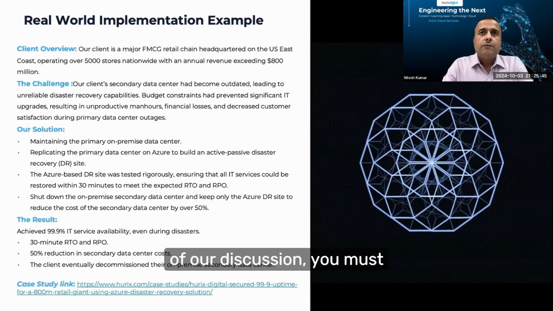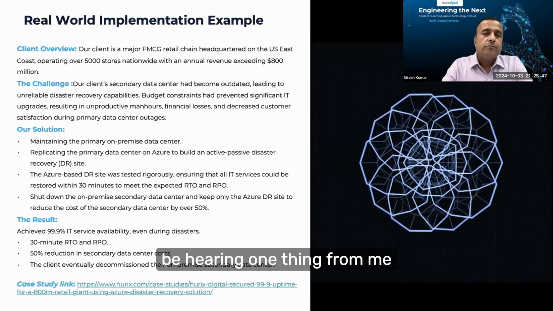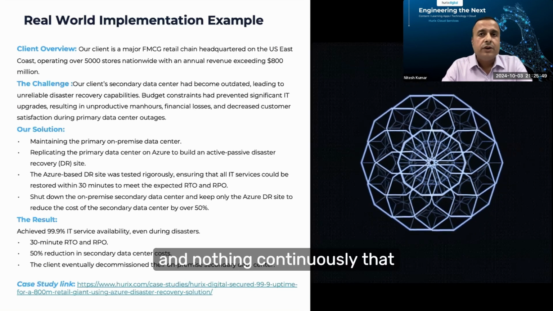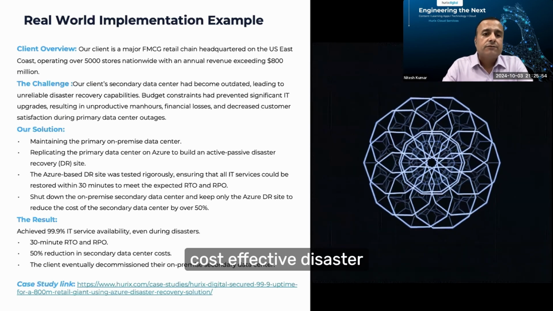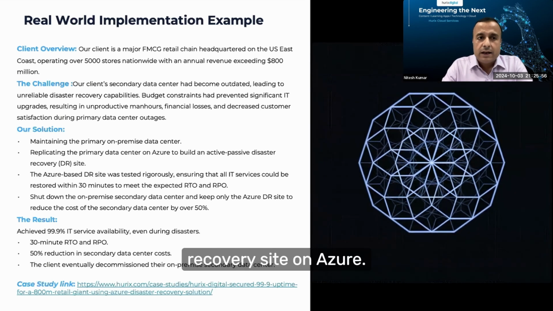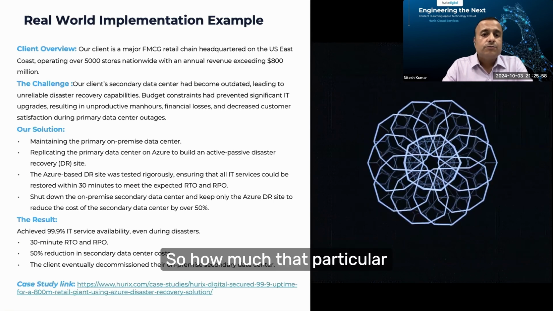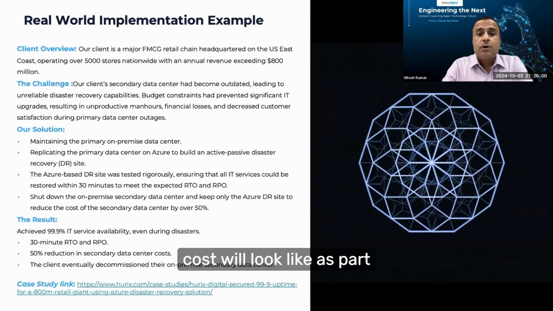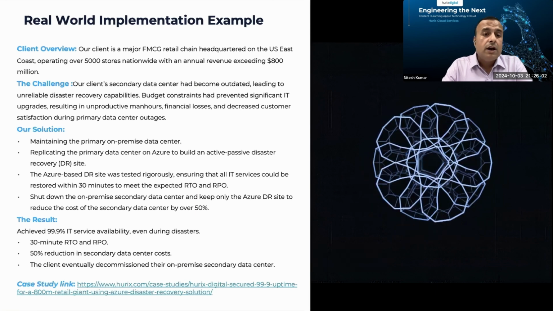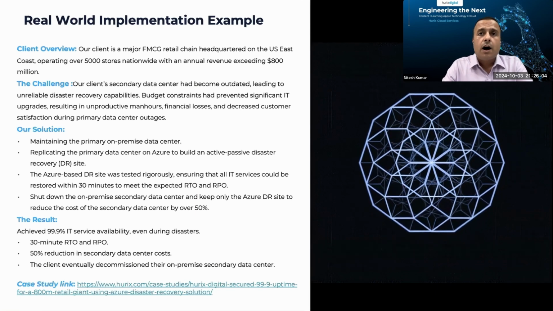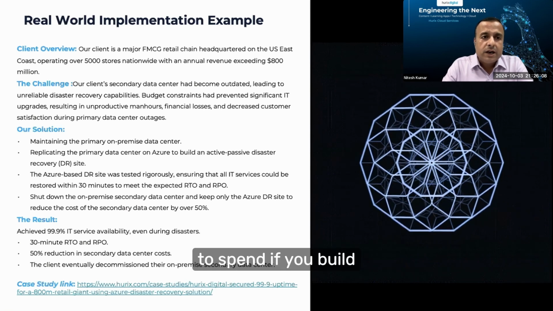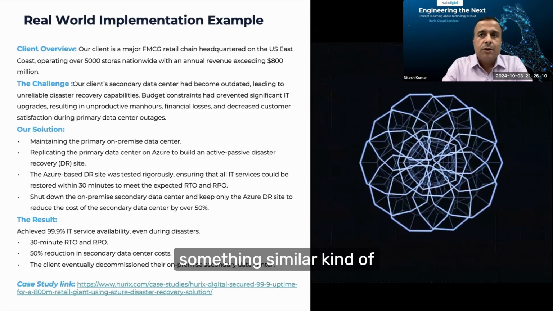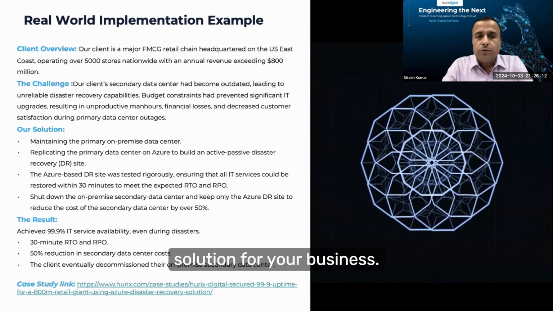Since the beginning of our discussion, you must be hearing one thing from me and Nitin continuously, that we are going to talk about a cost-effective disaster recovery site on Azure. So, how much will that cost look like? As part of my next discussion, I will help you understand how much, tentatively or approximately, you will have to spend if you build a similar kind of solution for your business.